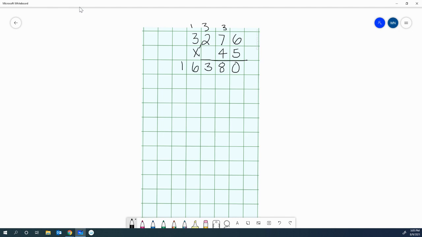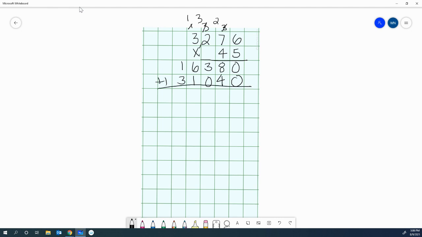Remember, each number gets its own box. Let's go ahead and cross off the numbers we brought over and add our 0. 4 times 6 is 24. 7 times 4 is 28, plus 2 is 30. 2 times 4 is 8. Plus 3 is 11. 4 times 3 is 12, plus 1 is 13.